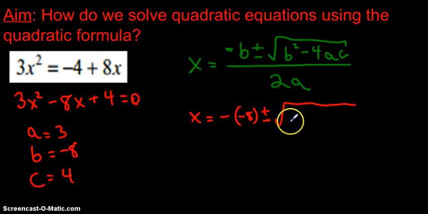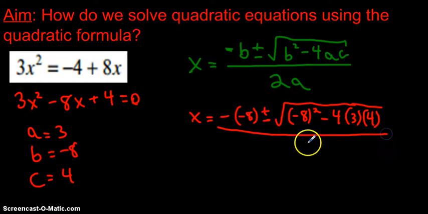Alright? Plus or minus the square root of (-8) squared, and parentheses are important. If you don't use parentheses when you make substitutions, you make mistakes. And your calculator, in this case, would make a different decision if you did not include them. Alright, times 3 times 4, all over 2 times 3. Alright, so let's just simplify this, and it should come out to be a pretty nice value.